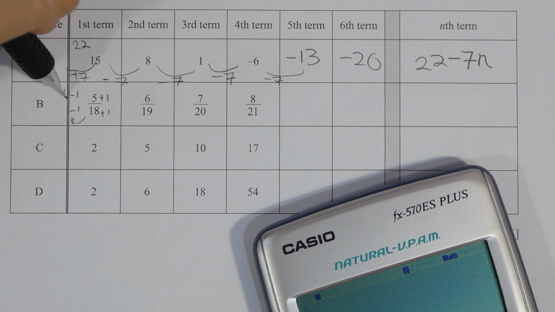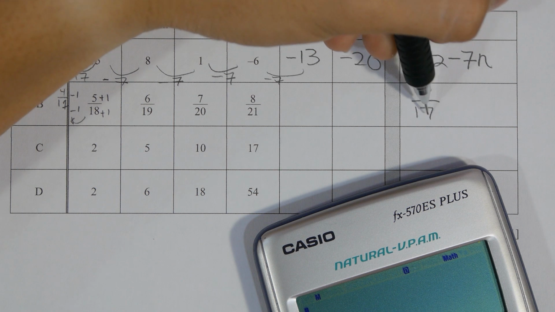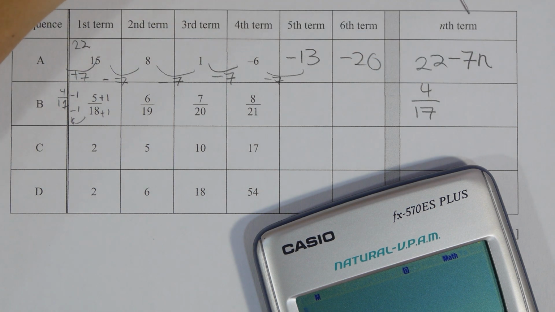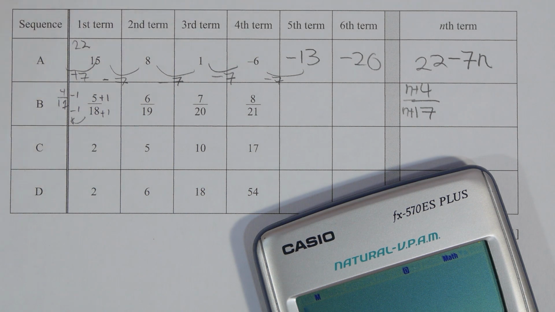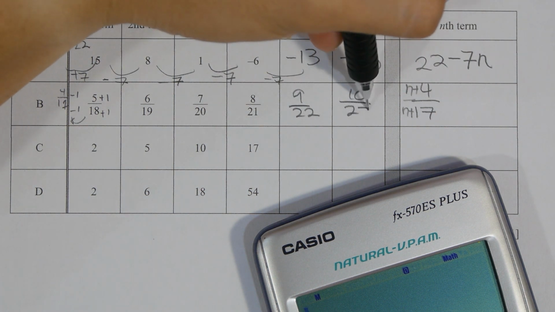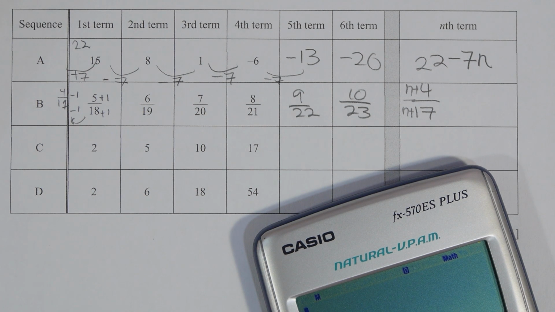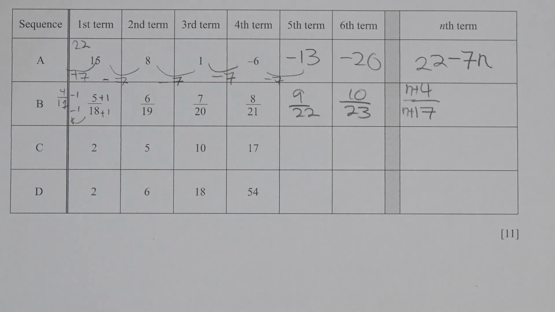For part B, this one is also similar to the previous one, just that the denominator and numerator both increase by 1 as the terms go. So the fifth term will be 9 over 22 and the sixth term will be 10 over 23. To identify the zero term, simply take 5 minus 1 and 18 minus 1. So the final answer will be n plus 4 over n plus 17.